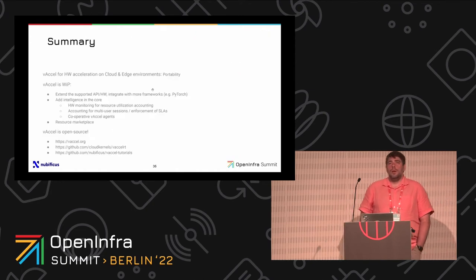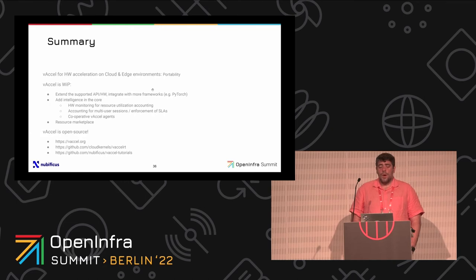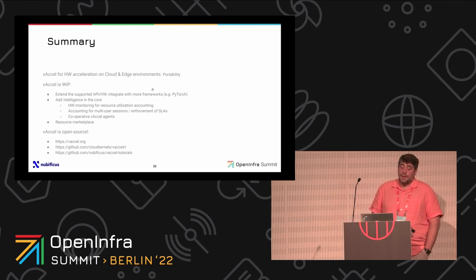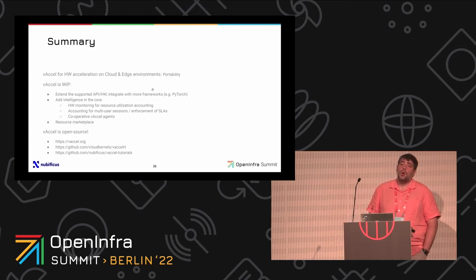What we are aiming with this framework is to be able to have a single application binary that can use hardware acceleration on several hardware implementations or hardware devices, like an application that could scale out from the edge to the cloud and back. It's currently work in progress. We're planning to extend the API and the hardware supported. We would like to add a lot of intelligence in the core library, and we would like to add some kind of marketplace for the models, for inference, or for binary blobs that the user could just pick and use on the fly.